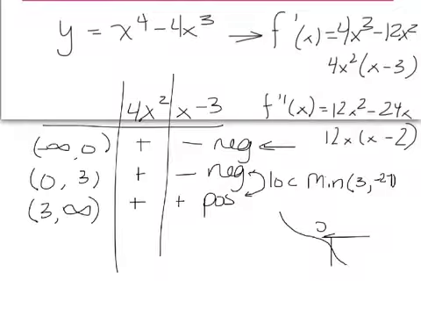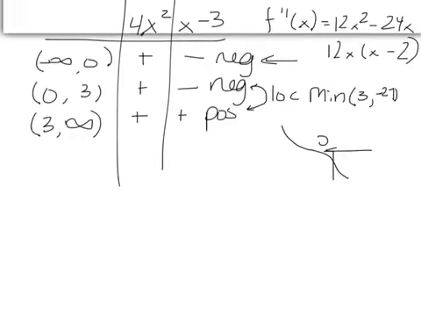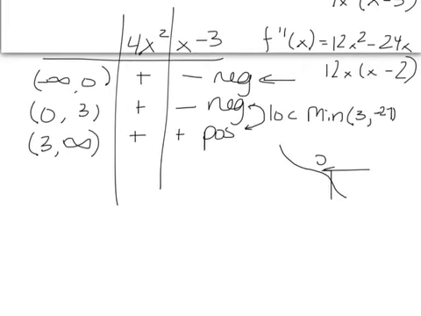Now let's look at our concavities. Going to the second derivative test, we have three intervals again. Once again, starting from negative infinity to 0, because of the 12x. We also have from 0 to 2 because of the x minus 2, and then we have from 2 to infinity.